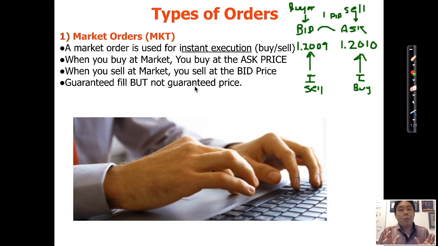Remember that when the market is open, which is 24 hours Monday to Friday, the bid and ask prices are moving every second. It's changing rapidly. So if you see ask 2010 and you click buy, you may not get it at 2010, because the moment your order goes into the market, it takes a few seconds. By that time, 2010 may have moved to 2011 or 2012. So you will end up buying at that price.